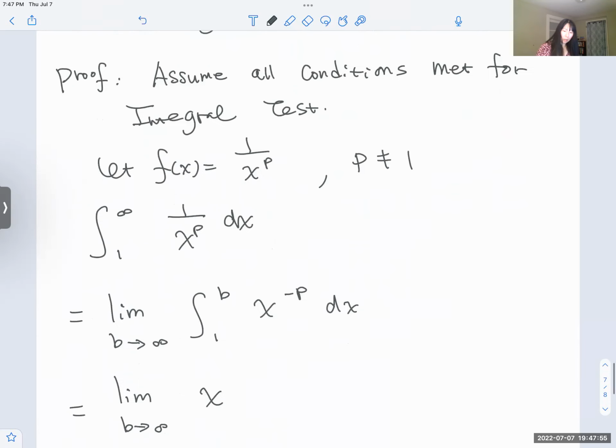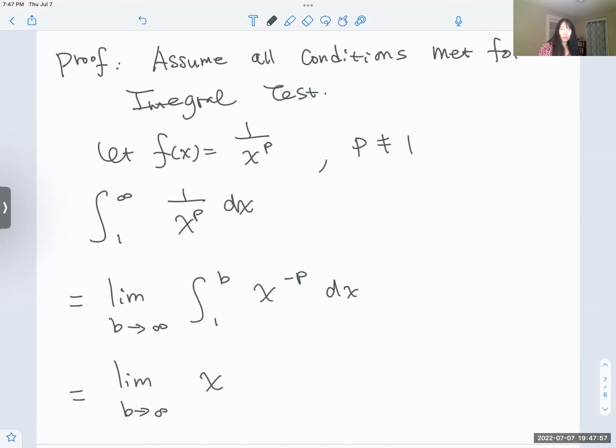Okay, now look, how do we integrate? We just add 1, right? Divide by the new power. Yes?